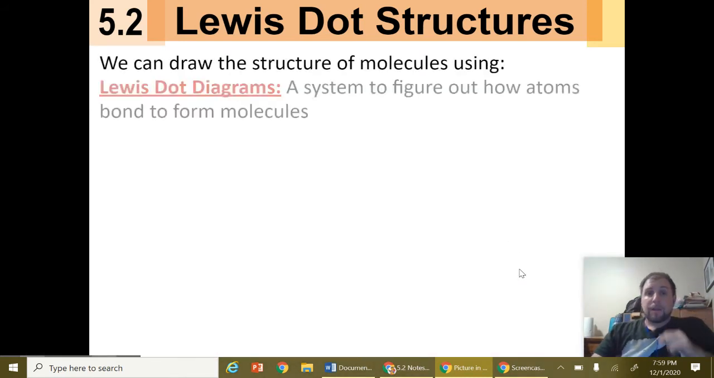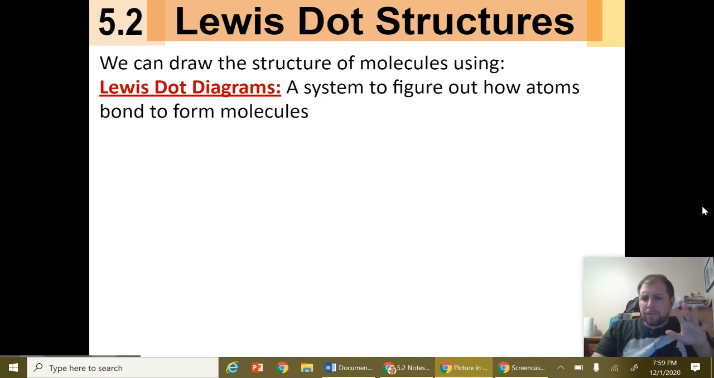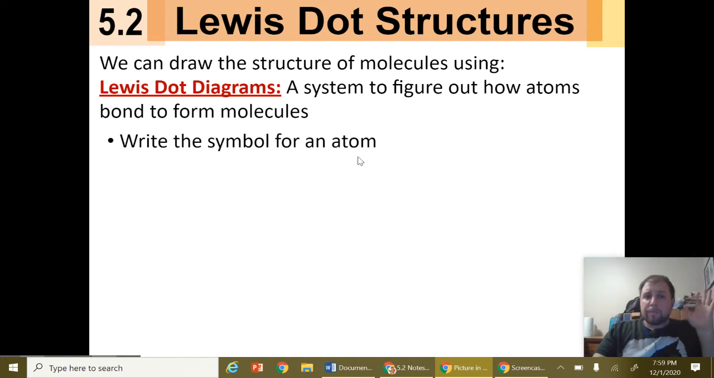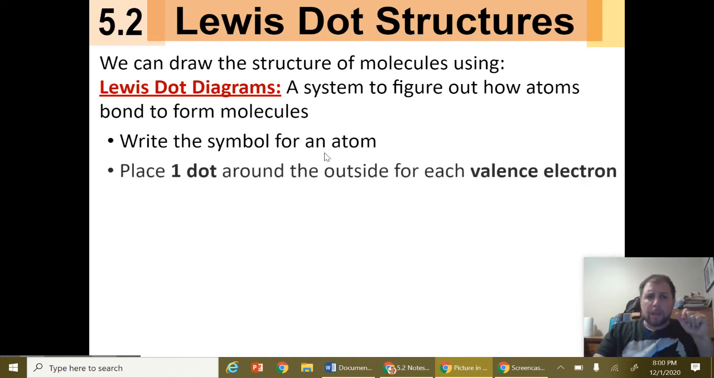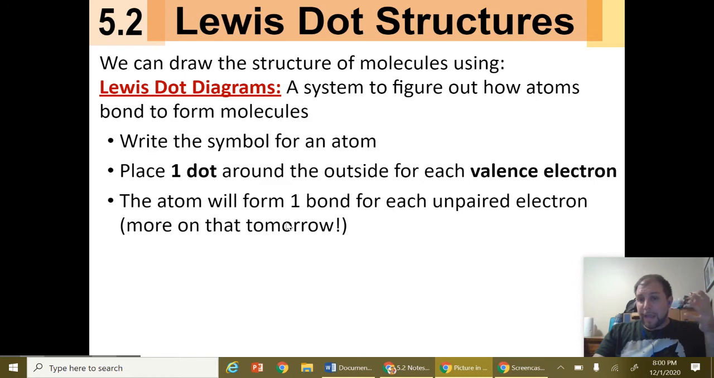In order to draw these structural formulas, we are going to use something called Lewis dot diagrams. Lewis dot diagrams are a system to figure out how atoms bond together to form molecules so that we can draw them. We do it by writing the symbol for an atom, and then we place dots around the outside of that symbol to represent how many valence electrons that atom has. Then we're going to play a game on Thursday and Friday where we connect these dots in a special way in order to build a molecule. It's going to be like a fun connect-the-dot type game.